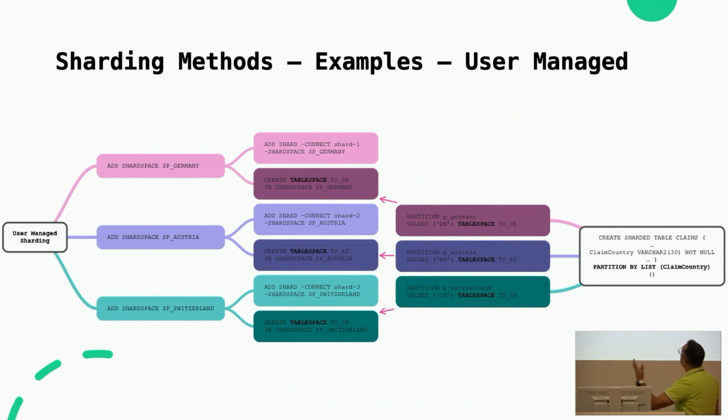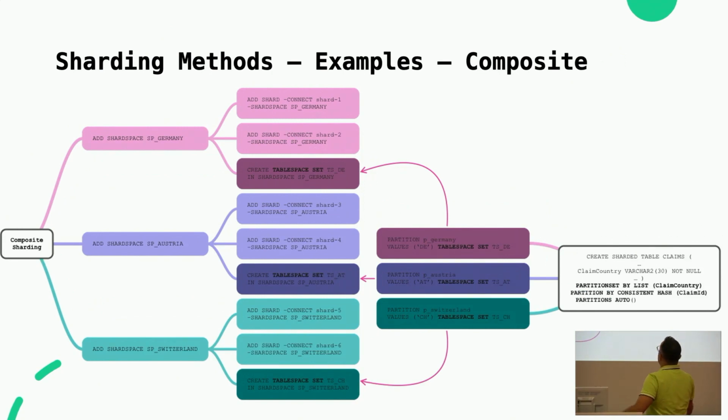User managed is a bit different. Then you can create, let's say, 3 different shardspaces, like in this case shardspace Germany, shardspace Austria, shardspace Switzerland. And then we, of course, connect a shard to a particular shardspace, and then we create a tablespace in that particular shardspace. Then when we create the partition by list, we can specify which partition goes to which tablespace. And this is how you actually achieve geolocality, because shard 1 can be in Frankfurt, and shard 3 can be in Zurich, for example.